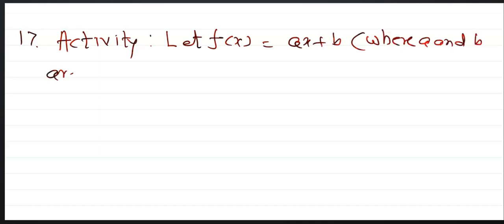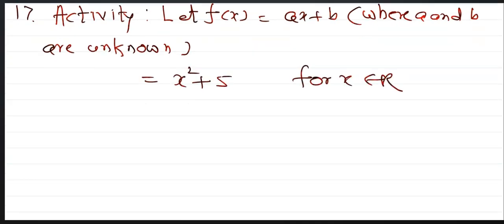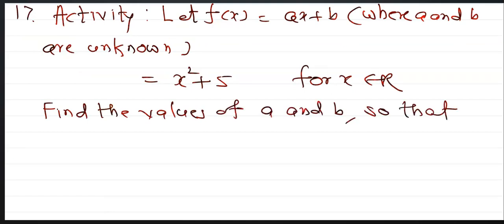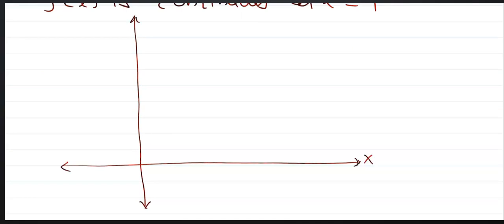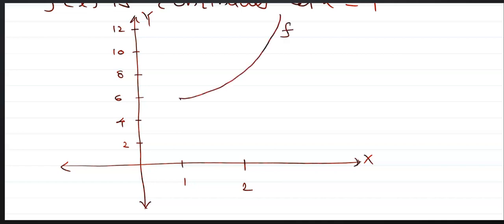Now the question number 17. This is the activity. Let f of x is equal to ax plus b, where a and b are unknown, and x square plus 5 for x belongs to the set of real numbers. Find the values of a and b so that f of x is continuous at x equal to 1. Now see this here. They have given the graph. These are the points. F of x is equal to x square plus 5.